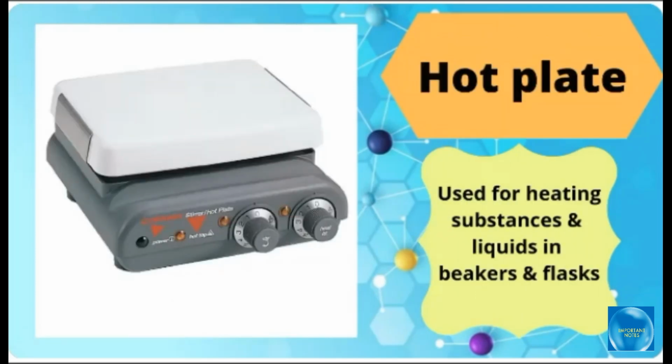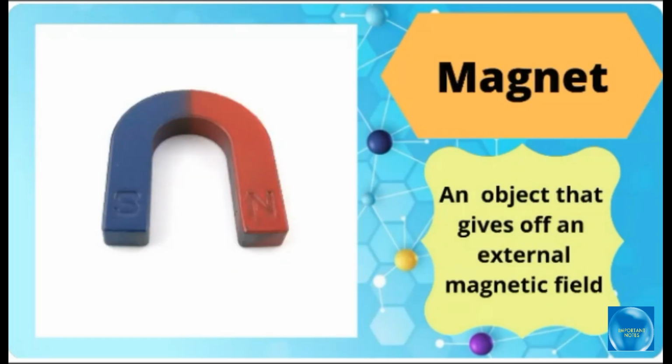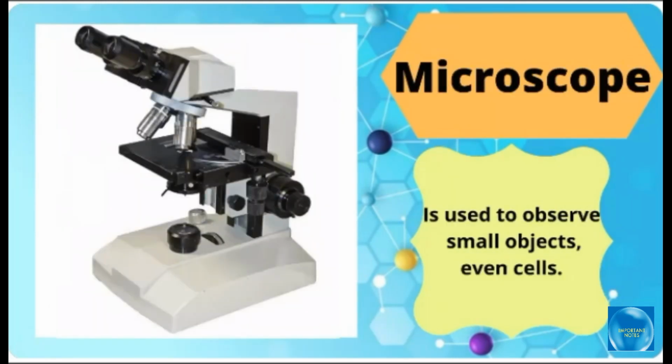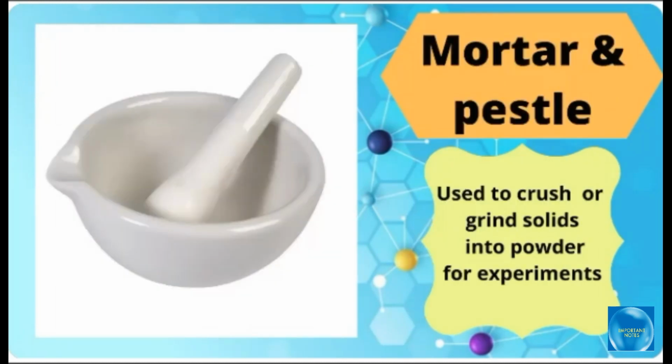Hot plate, used for heating substances and liquids in beakers and flasks. Magnet, an object that gives off an external magnetic field. Magnifying glass, used to observe and make small objects look bigger. Microscope, it is used to observe small objects, even cells.